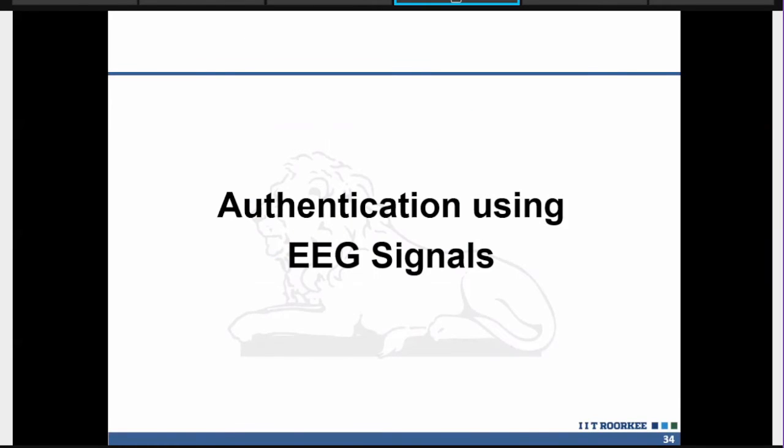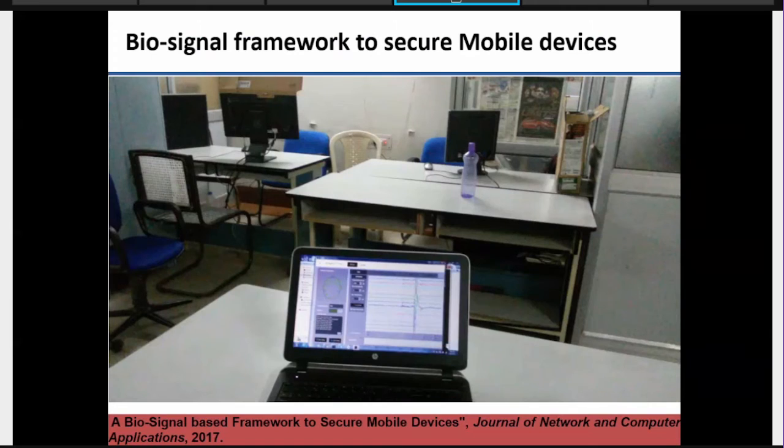So I show you another application, where I was telling you that EEG signals could be used for applications beyond the medical ones. For example, can EEG be used for authentication, like Aadhaar cards? Using EEG signals, can I identify the person or not?